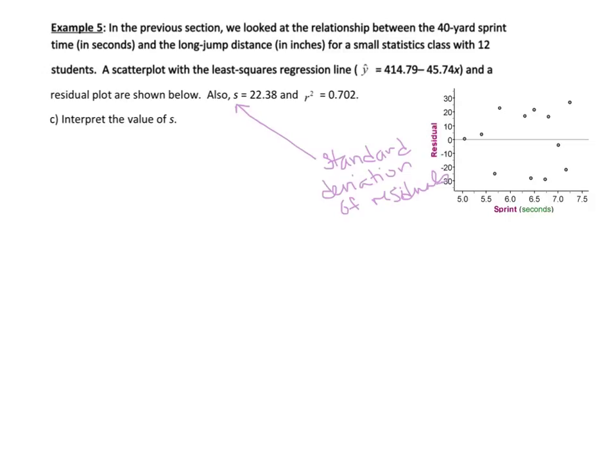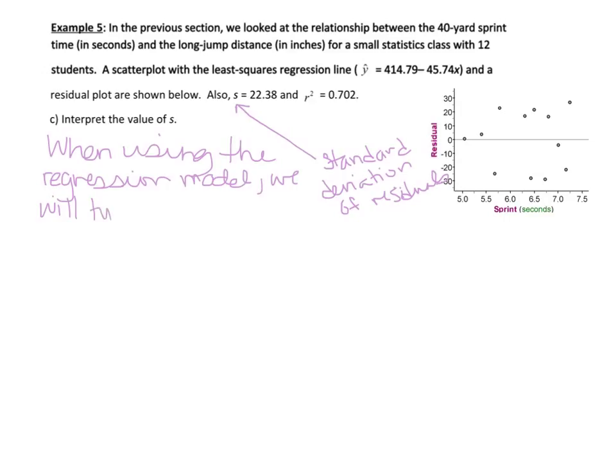So I'll write out a nice little explanation. And so I'm going to say when using the regression model, you can just call it the regression equation also, we will typically be off by 22.38.